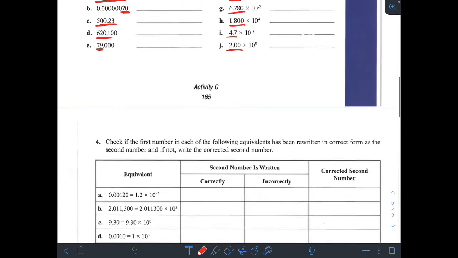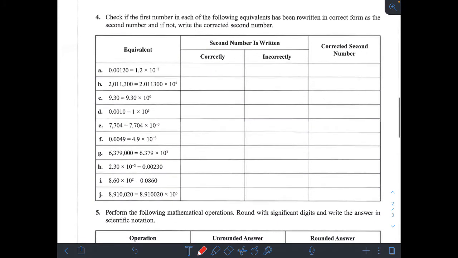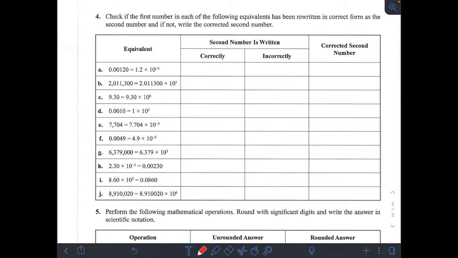Now when we move on to the back page, so section 4 here is going to ask you whether these values are written correctly based on the numbers they start with. Okay? So you're going to look at your starting number.